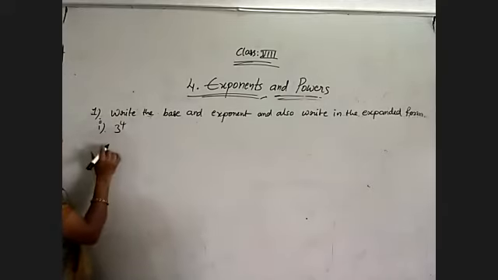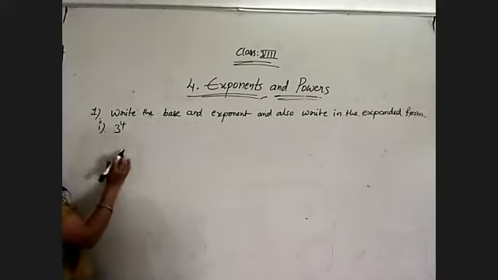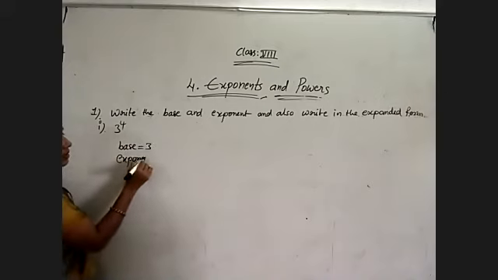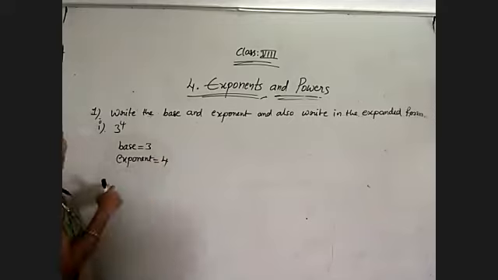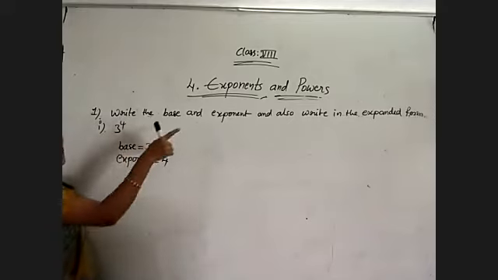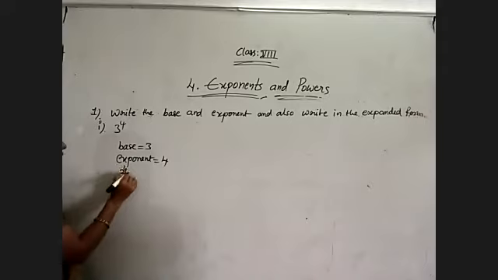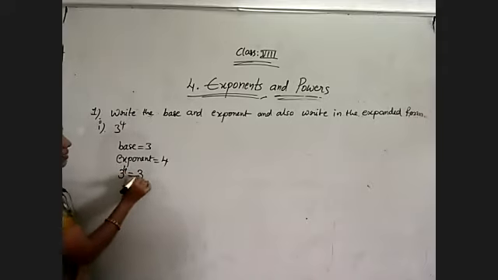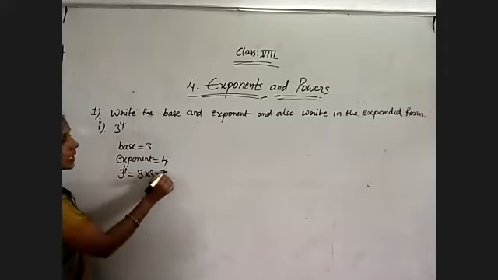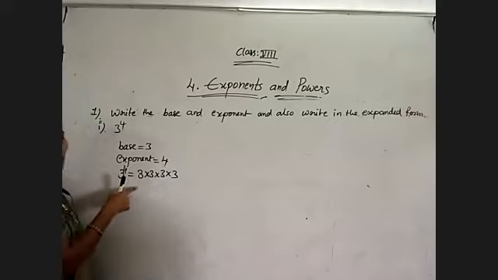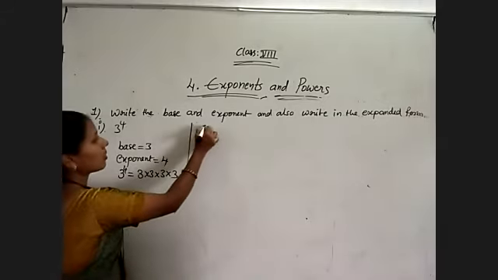That's all. So first of all, we must write what its base is. What is the base of this number? 3. So base is equal to 3, and exponent of that number is equal to 4. Write the expanded form. So 3 to the power of 4 in product form is 3 into 3 into 3 into 3, 3 multiplied 4 times.